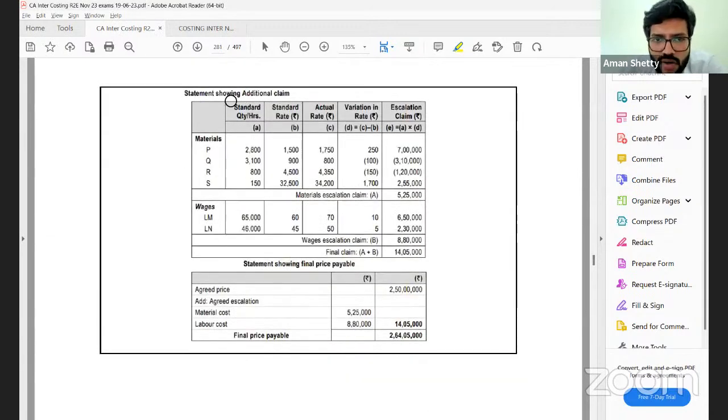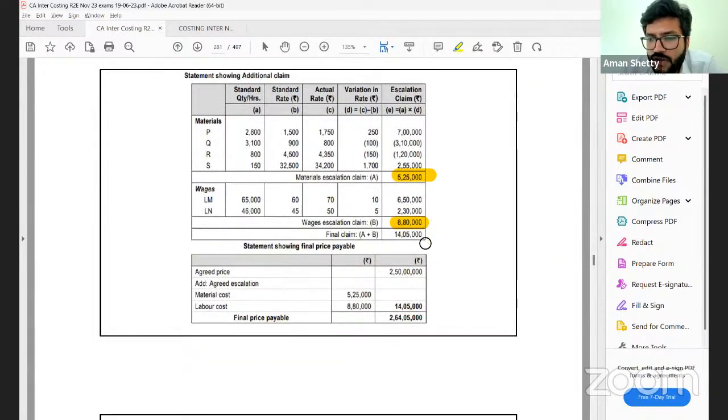Yes or no? Now, statement showing the additional claim. Standard quantity in hours, standard rate minus actual rate, variation in rate, multiplied into standard quantity is the escalation claim for material and for wages separately. Clear? Yes, yes.